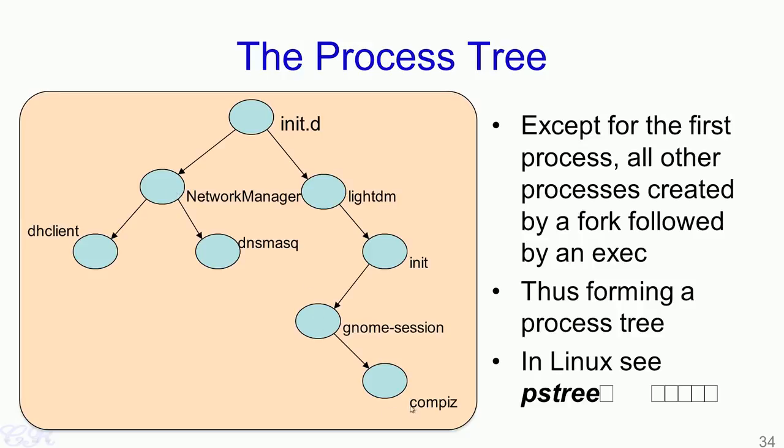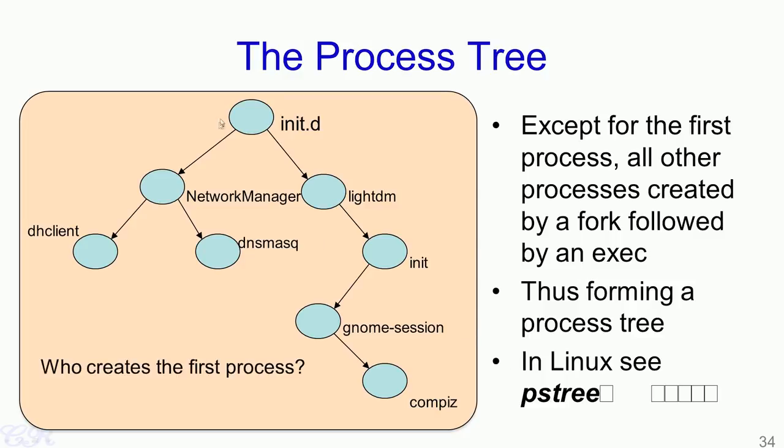For instance, the process compiz is the child process of gnome-session. Gnome-session in turn is the child process of init and so on. So, eventually we reach the root process, which in this case is known as init.d. If you are interested, you can actually look up or execute this particular command, that is pstree, from your bash prompt, which lists all the processes in your system in a tree-like structure.